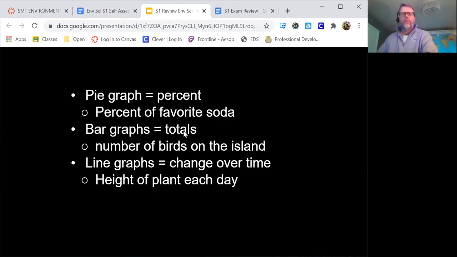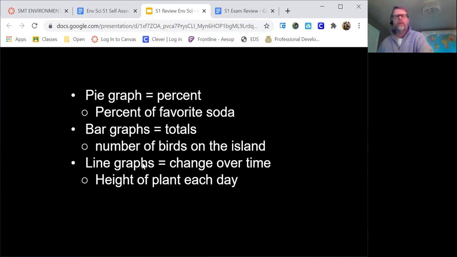Okay, bar graphs work well for totals. So total number of birds on the island. You'd have eagles, cardinals, seagulls. Each one would have their own category and their own totals. So again, this is one where you'd want to think about, when you're doing it inside the lab, which one is doing a better job of investigating your hypothesis. On the multiple choice part, I'll tell you which one I want. I want a percentage or I want a total, and then you're going to show me which graph you're going to do.